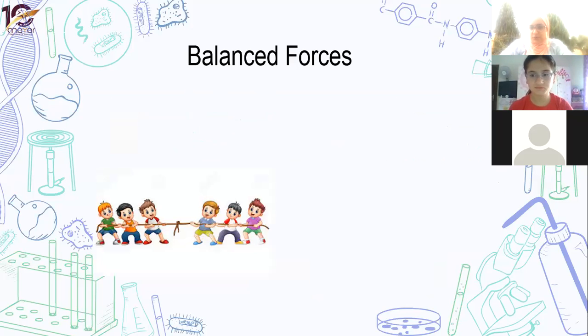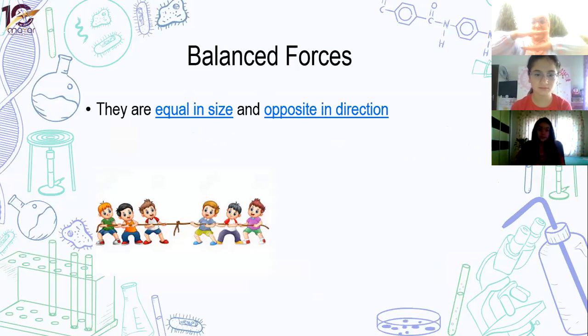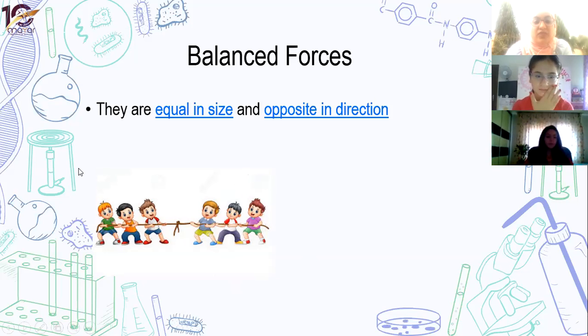Let's start with balanced forces. Balanced forces, there are two key words. What are they? When they are equal but opposite. Equal but opposite. So do you see the boys on the right side? They are pulling the rope with the same force as the left side, but in a different direction.